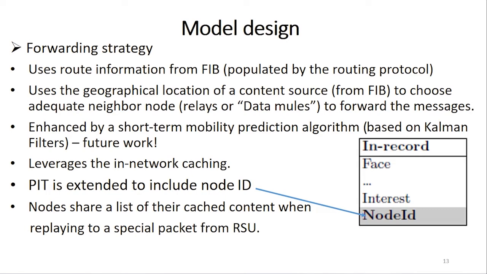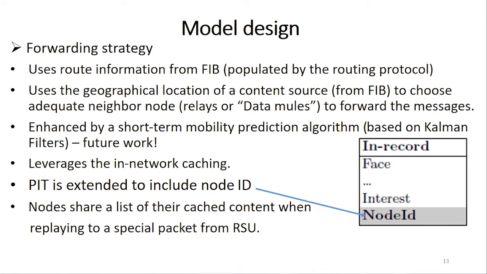The model we propose is context-aware. It differentiates the processing of each class of VANET application. So this model caches all received data except the data for emergency applications and other applications with short-lived content. PIT is also extended here to include the node ID, as we can see here in the figure. For this, we use the MAC address for the installed faces.